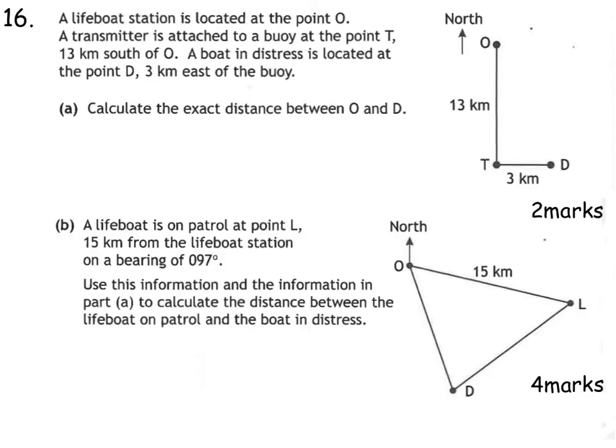Okay, brings us to a bit more trigonometry. So we've got a transmitter and it tells us that this is exactly east, so that tells us that this is a right angle, okay? So that's a right angle there from O to T to D. We have to calculate the exact distance from O to D. So that's just going to be Pythagoras. So O to D squared is going to be 13 squared plus 3 squared.